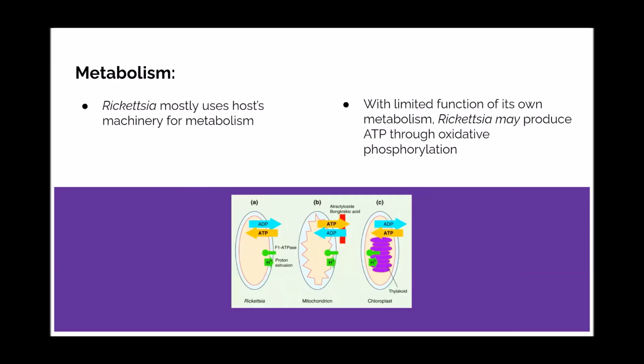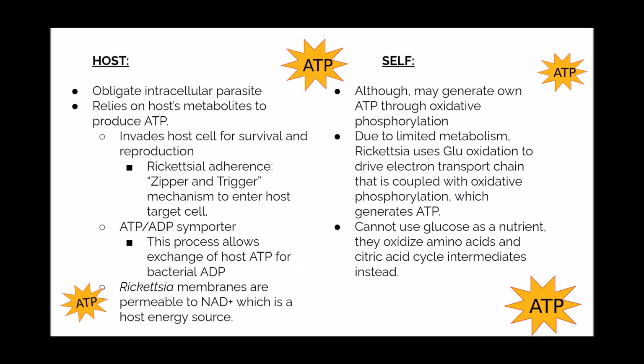Metabolism of Rickettsia is a little complicated. Due to its intracellular pathogenic nature, Rickettsia can only survive in a host cell since it uses the host's machinery for metabolism and growth. Although Rickettsia has limited function of its own metabolism, where it may produce ATP through oxidative phosphorylation. In the host, Rickettsia uses the zipper and trigger mechanism to enter the host target cell. Rickettsia then uses the ATP-ADP symporter to exchange host ATP for bacterial ADP. Additionally, Rickettsia membranes are permeable to NAD+, which is a host energy source.